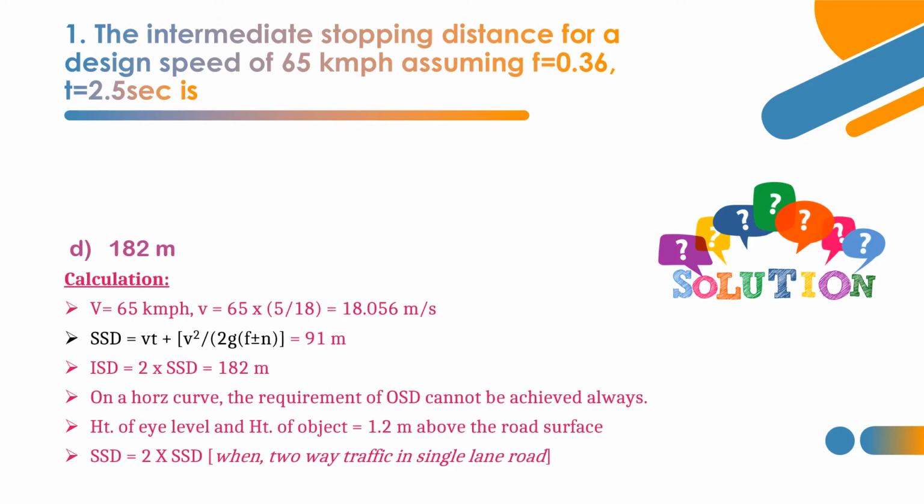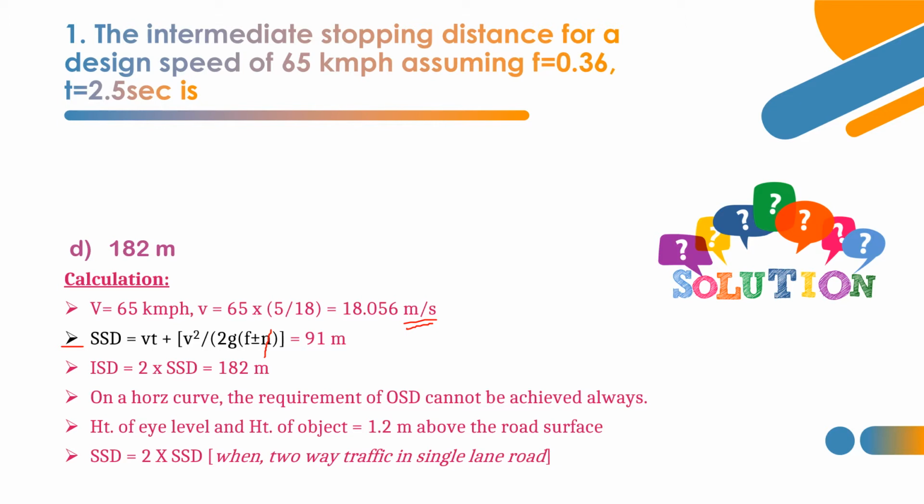So first we have to consider the velocity or the speed of vehicle as 65 km per hour, and we are converting that into meter per second so that there will be no clash in units. Stopping side distance SSD is given by this formula: Vt plus V square by 2g into F plus or minus n. What is n? N is nothing but the gradient value in percentage. Here they have not mentioned anything about gradient, so this one is left out.